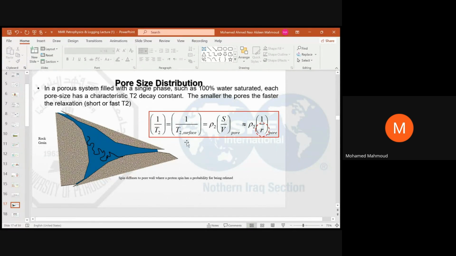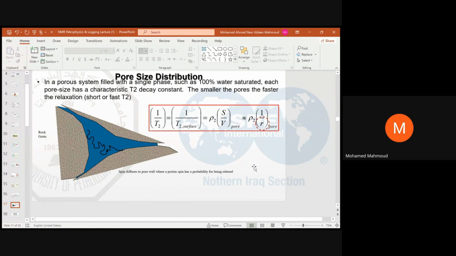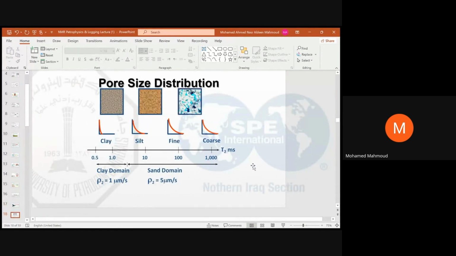So this will be basically only the T2 surface, which is affecting the relaxation, how long it will take to reach the surface and relax. And this is related to the pore size. So this is why from the T2 directly we can get the pore size and porosity.